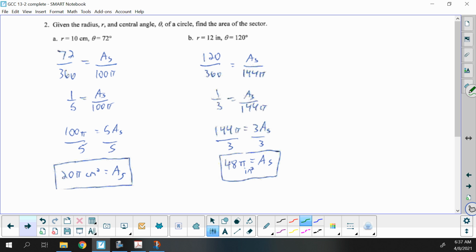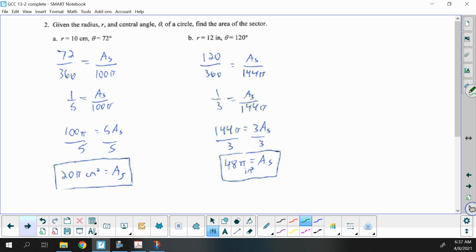Each of these, we are finding the area of the sector. So on the bottom right, we should have pi times radius squared. Pi times 10 squared would give us 100 pi in the bottom right of that first one. Pi times 12 squared gives us 144 pi in the bottom right. Again, I like to reduce when you have just numbers on the left there. So you have 1/5 and then cross multiply. Or you could have just cross multiplied.